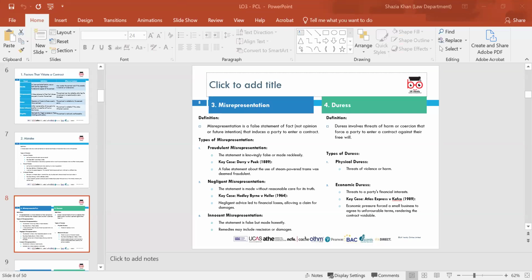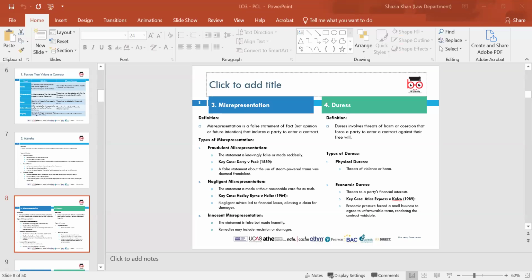So the first point is that the defendant makes a false representation to the claimant. Secondly, that the defendant knows the representation is false. Alternatively, they are reckless about whether it's true or false. Thirdly, that the defendant intends the claimant should act in reliance on it. Fourthly, that the claimant acts in reliance on the representation and consequently suffers loss. And that is seen in the case of Derry v Peek, 1889.